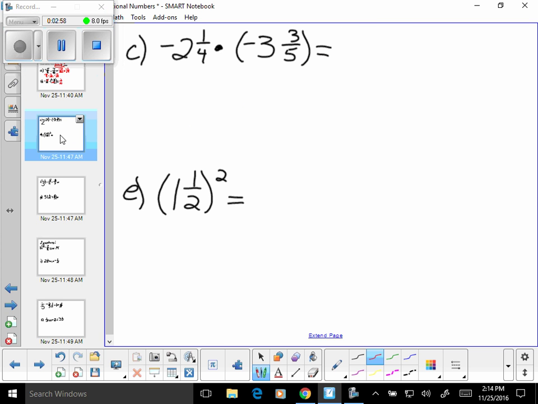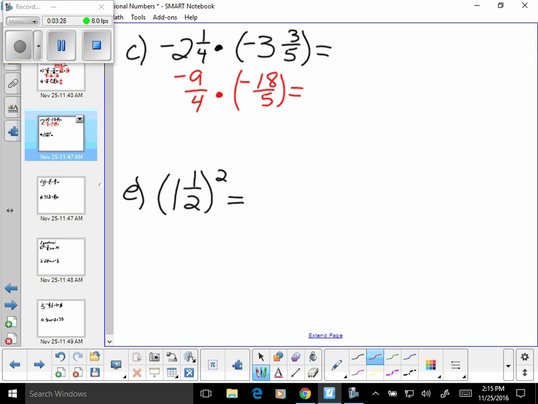What happens if I have mixed numbers? If you recall, that means I have to change them to improper fractions. 4 times 2 is 8, plus 1 is 9. So negative 2 and 1/4 equals negative 9/4. 5 times 3 is 15, plus 3 is 18. So that is negative 18 over 5.